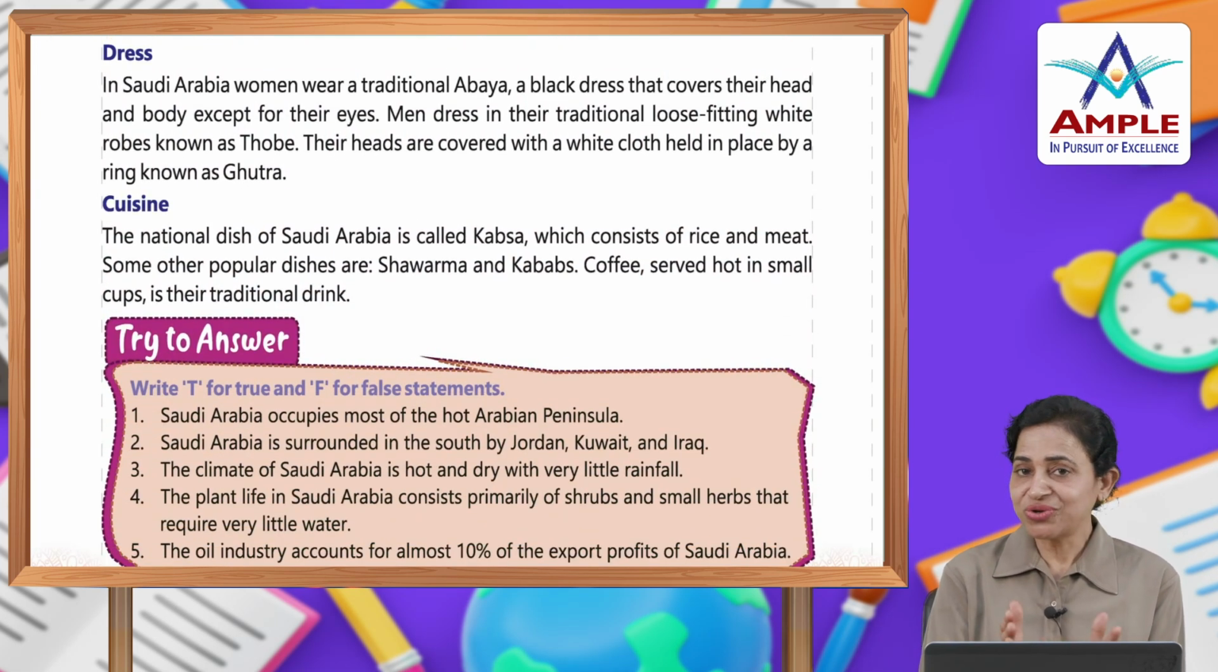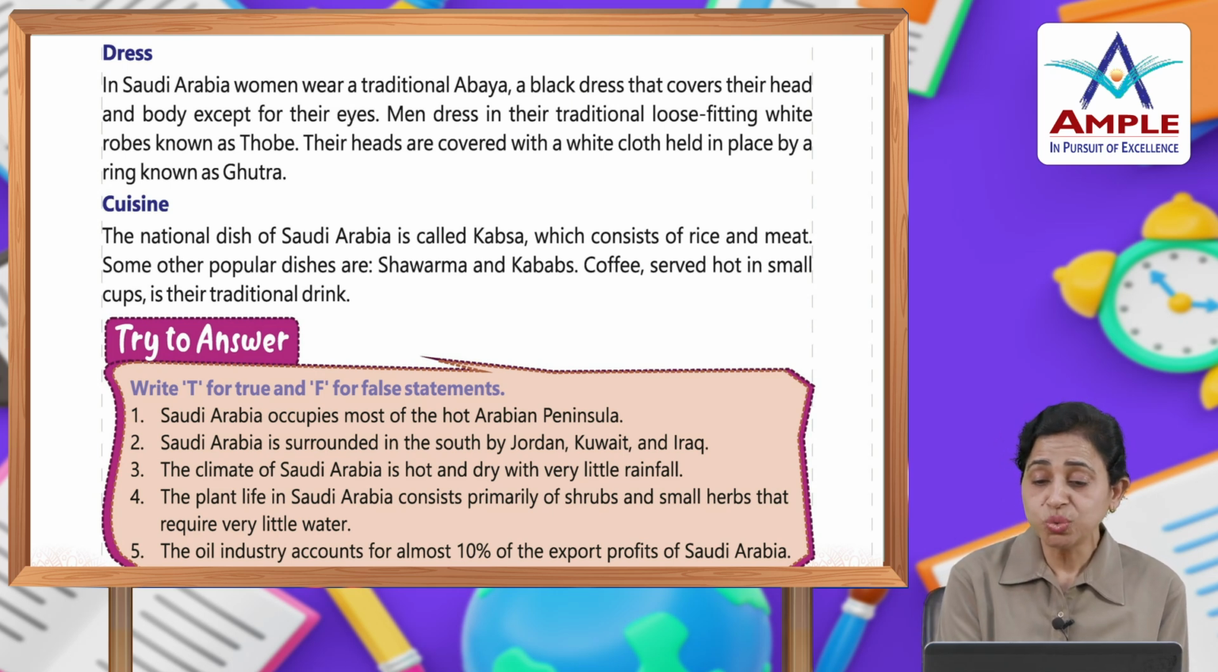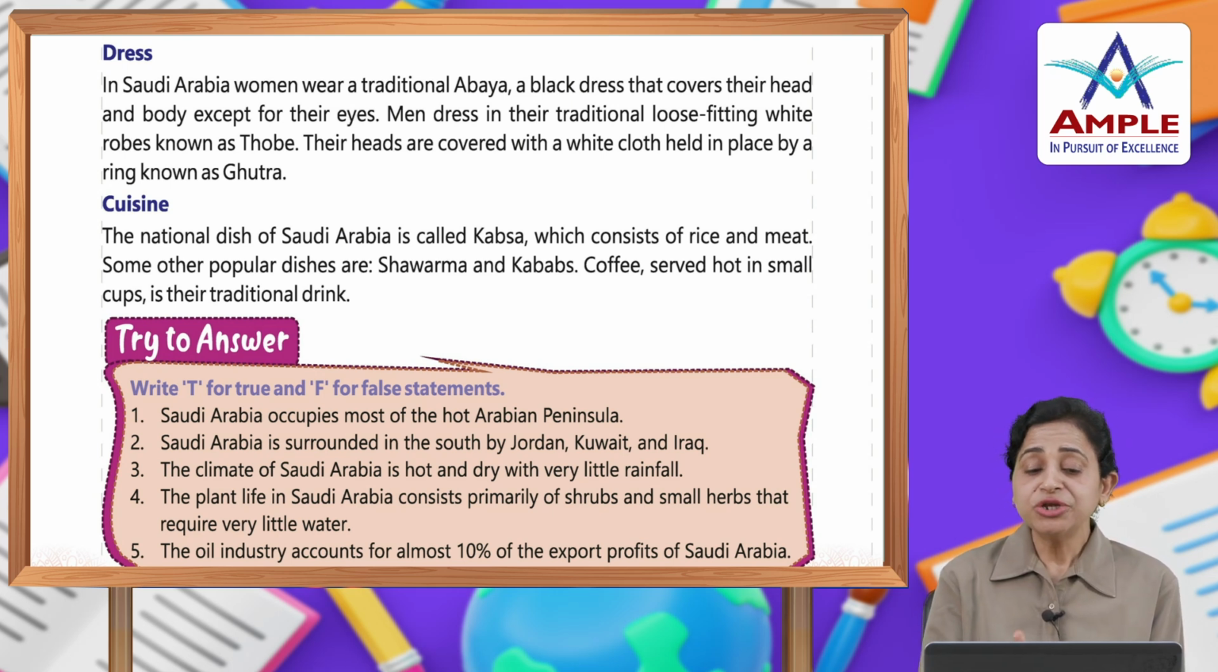Dress. Now let's talk about their dress. In Saudi Arabia, women wear a traditional abaya, a black dress that covers their head and body except for their eyes. Men dress in their traditional loose-fitting white robes known as thob, and their heads are covered with a white cloth held in place by a ring known as gutra.